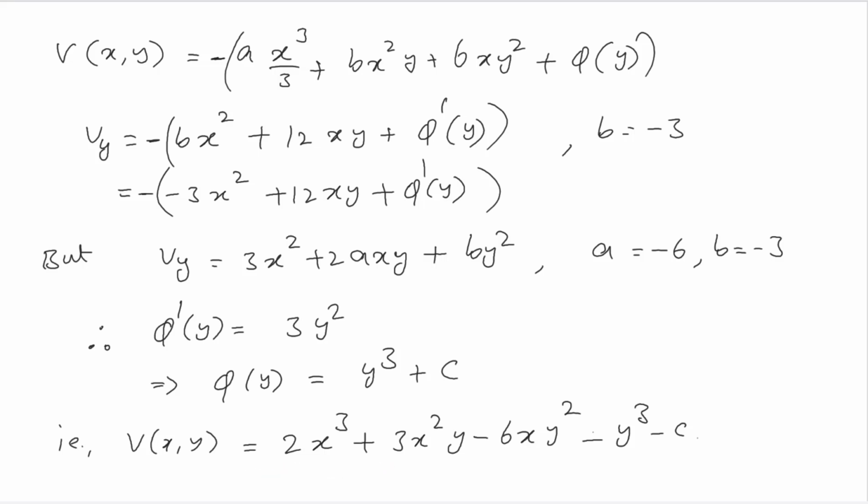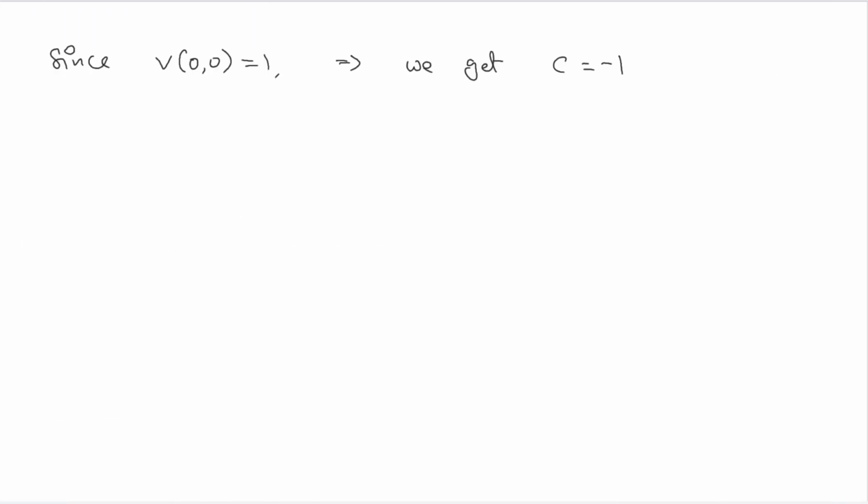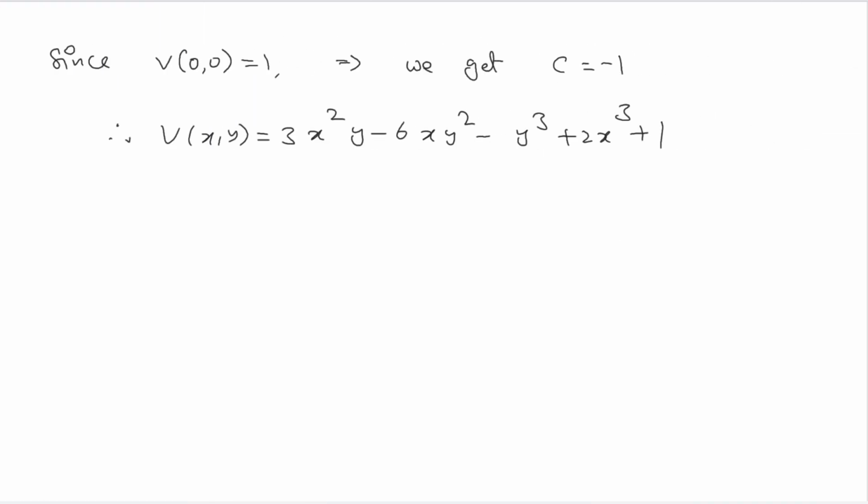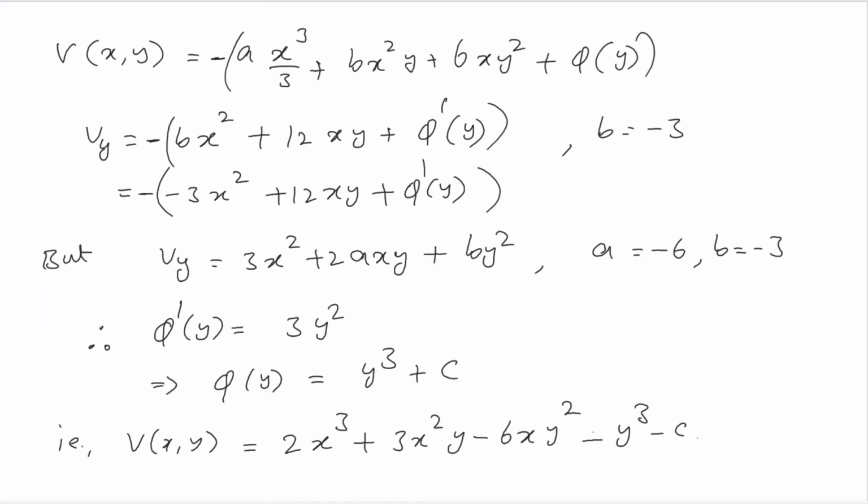So now we have the values of a, b and the function v. Therefore v of x comma y is nothing but 3x square y minus 6xy square minus y cube plus 2x cube plus 1.